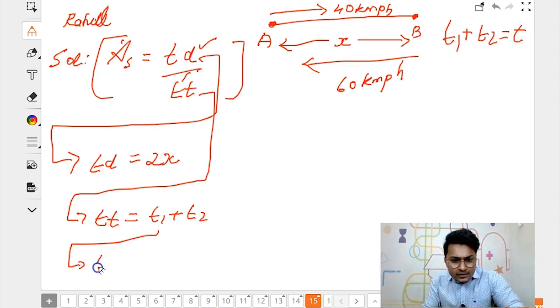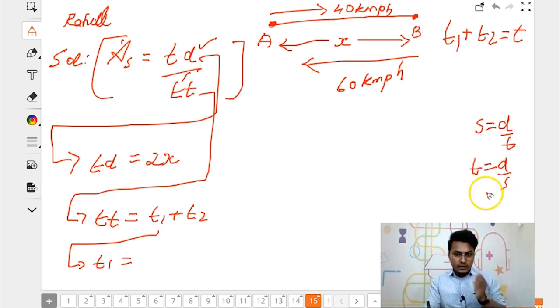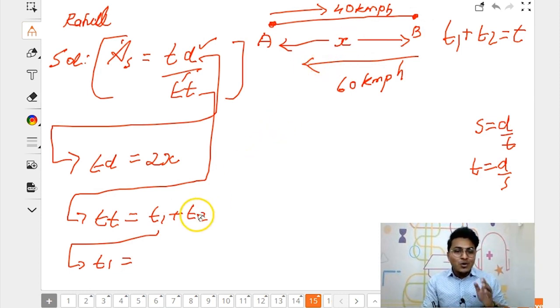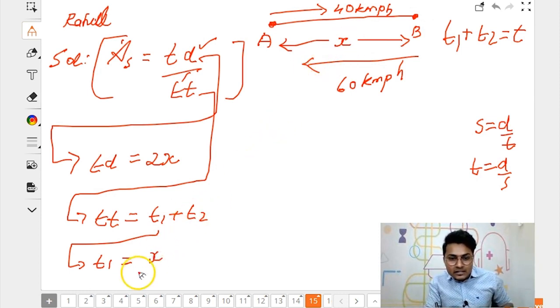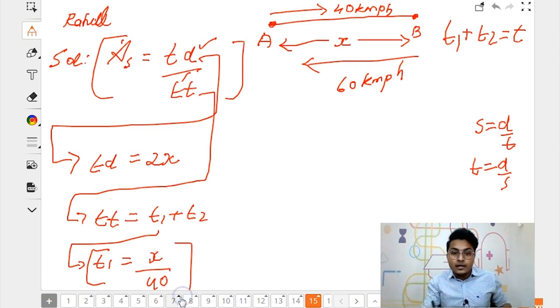So T1 is simple. If I go for the formula of speed, speed is equal to distance by time. So time will be equal to distance by speed. Correct. So for T1, that is from A to B, what is the time taken? Time taken is again distance by speed. Distance covered by Rahul is x. And what is the speed? Speed is 40 kmph. So it's x by 40. Keep it as that. Don't change anything. So T1 you have got as x by 40.